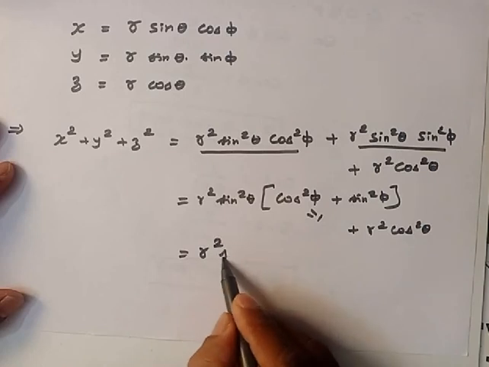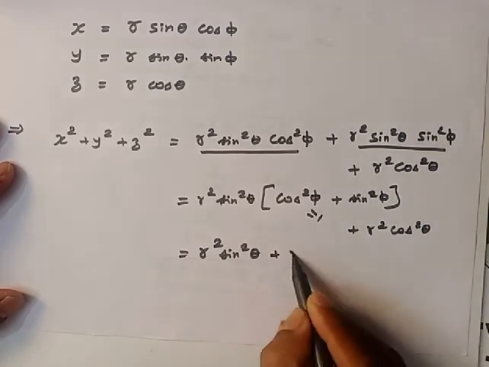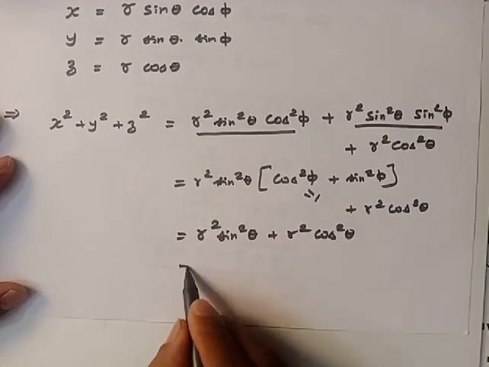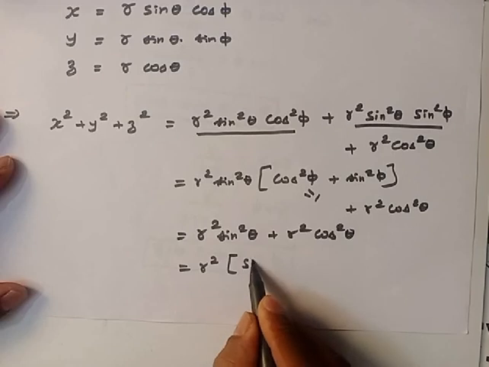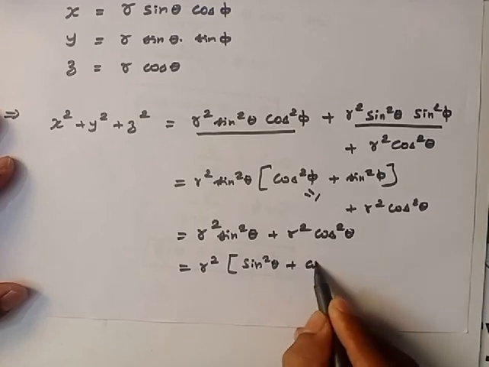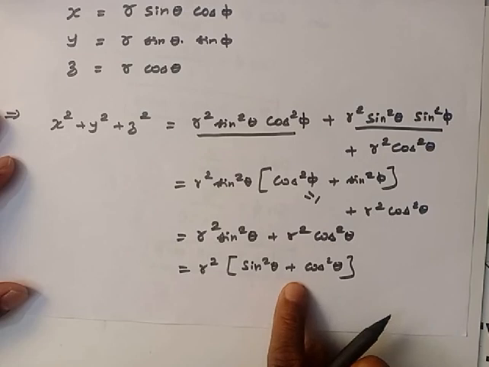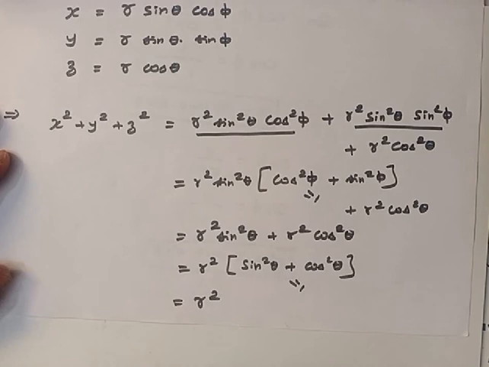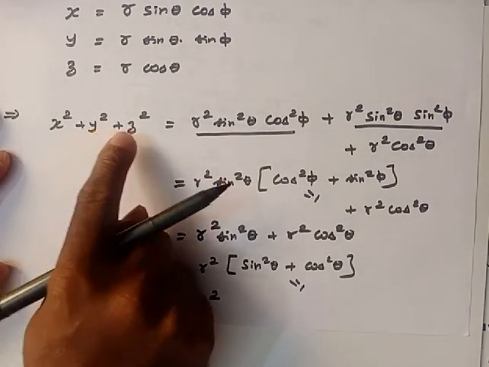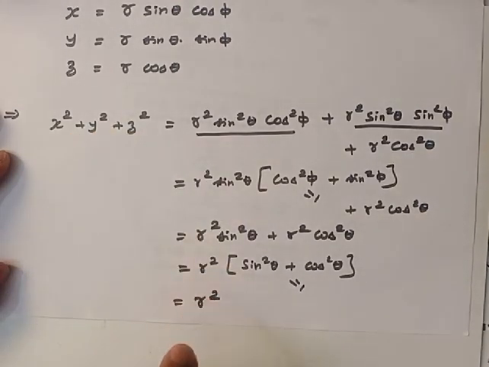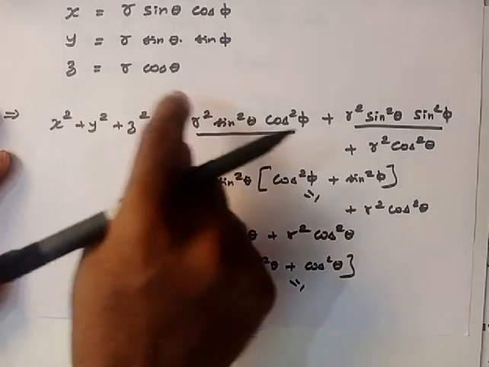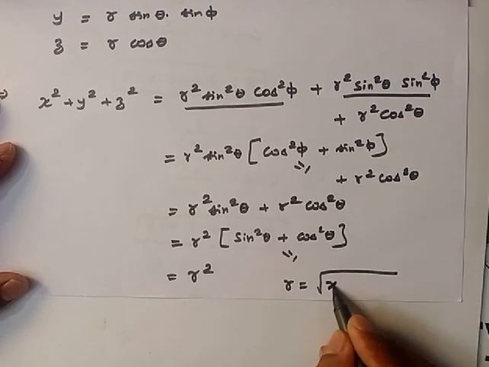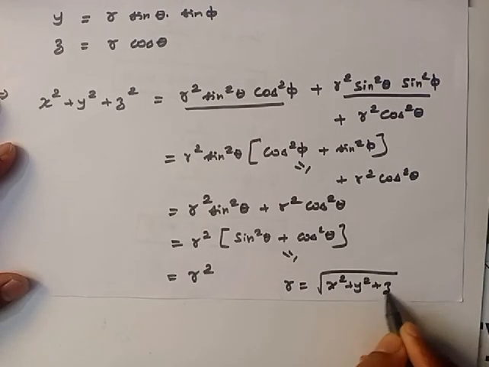Therefore, you get r square sin square theta plus r square cos square theta. If I take r square as common, I get r square times sin square theta plus cos square theta. The sum of these two is nothing but 1. Therefore, x square plus y square plus z square equals r square. Then what is r? r is equal to the square root of this: r equals the square root of x square plus y square plus z square.